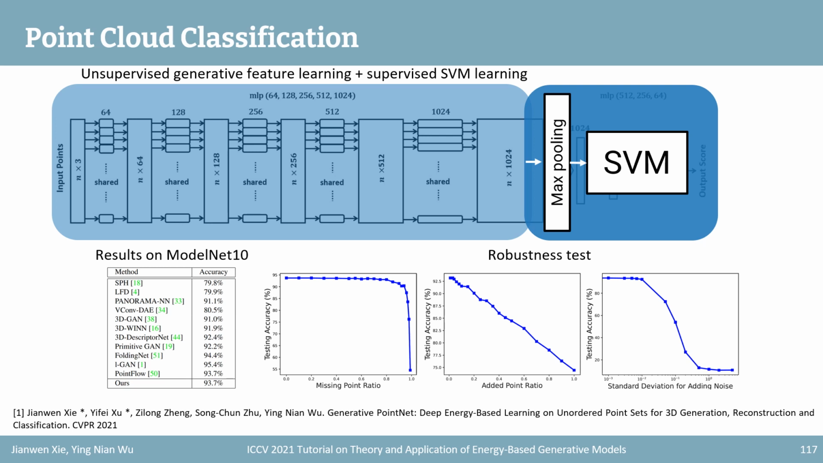The 3 curves show some robustness test, considering 3 types of data corruptions. Type 1 is missing points, where we randomly delete points from each point cloud. Type 2 is added points, where we add actual points that are uniformly distributed into each point cloud. Type 3 is point perturbation, where we perturb each point of each point cloud by adding a Gaussian noise.